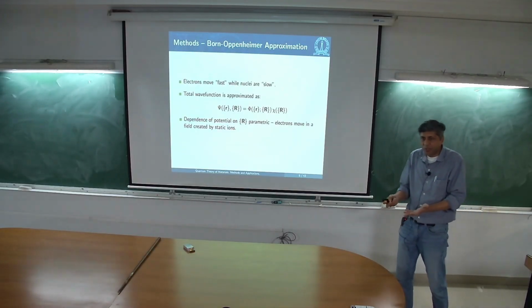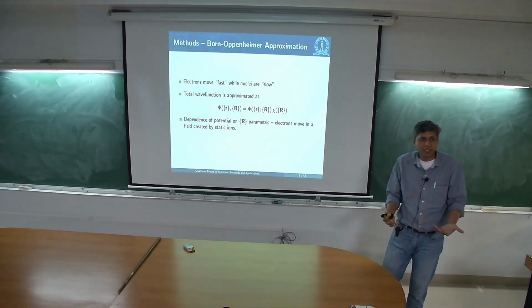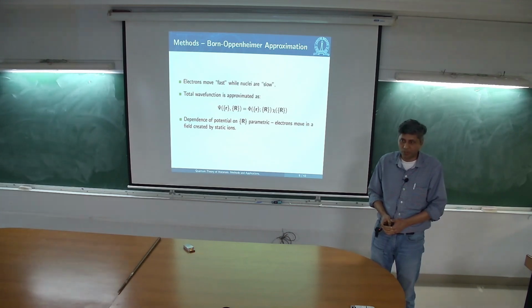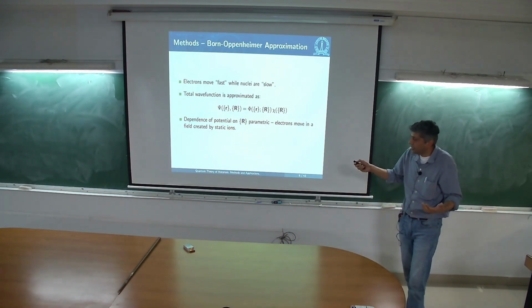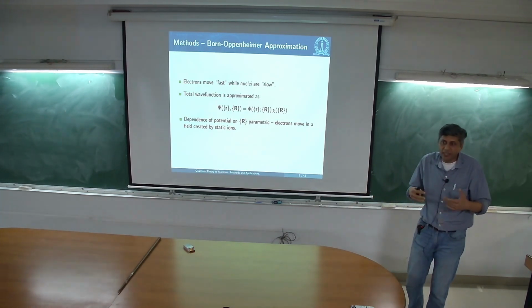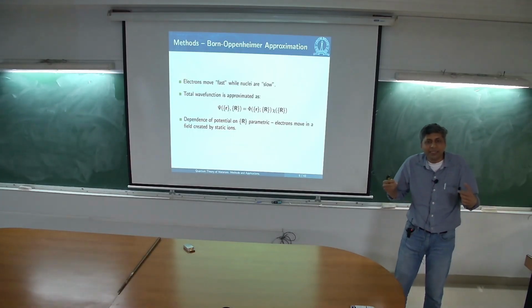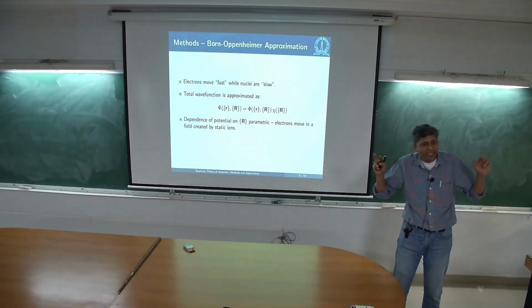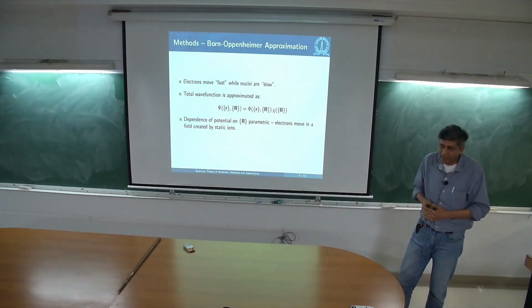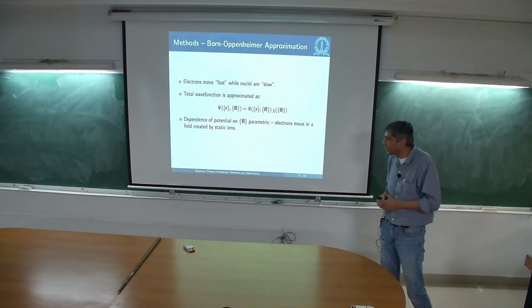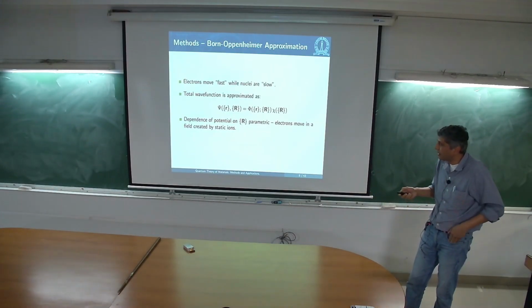So the first approximation that comes to mind is what is known as the Born-Oppenheimer approximation, right? So the idea is the following. We know that electrons move fast while nuclei are slow. I'm saying this as a colloquium speaker in a very qualitative sense. You can make this mathematically a little bit more rigorous, and in the way that I'm saying, that's related to the ratio of the masses to some power.